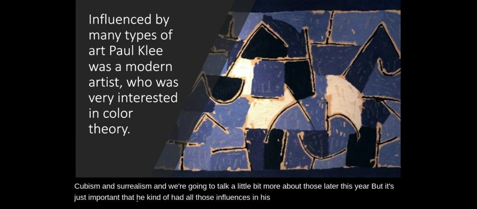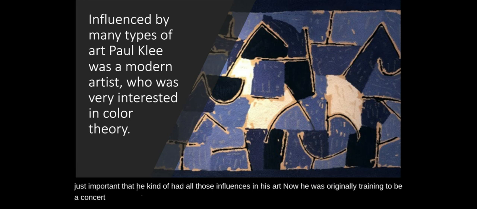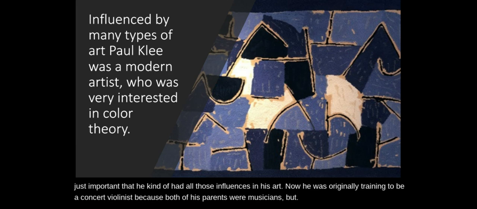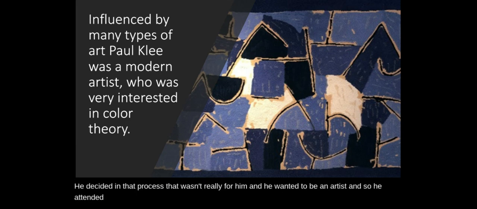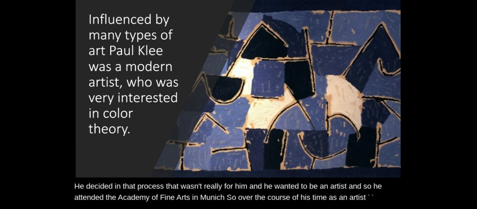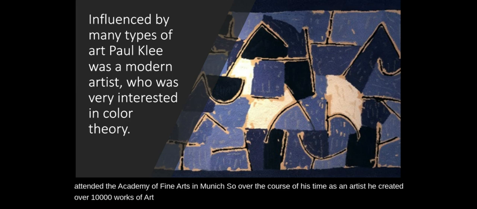Now, he was originally training to be a concert violinist because both of his parents were musicians, but he decided in that process that that wasn't really for him and he wanted to be an artist. And so he attended the Academy of Fine Arts in Munich. Over the course of his time as an artist, he created over 10,000 works of art. And so we're going to look at just a few of those, and we're going to create some of that.